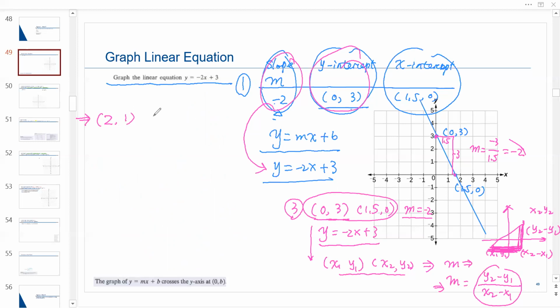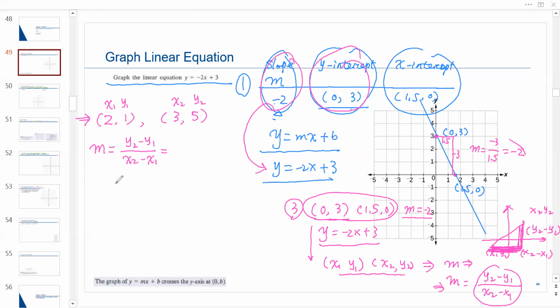And the second dot is 3, 5. Find their slope m. Let me give you a hint. The first dot we can call x1, y1. The second dot is x2, y2, right? The slope is y2 minus y1 over x2 minus x1. So what is the slope?